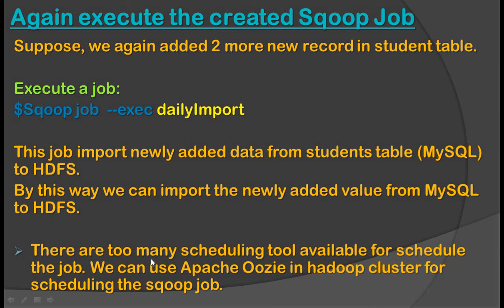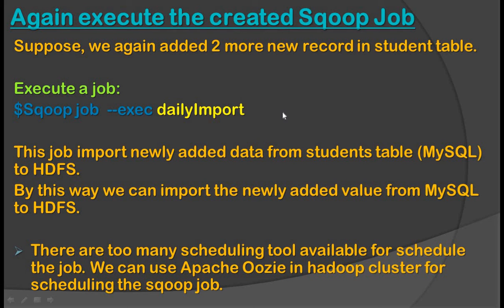And there are too many scheduling tools available for scheduling the job. We can use Apache Sqoop in a Hadoop cluster for scheduling the Sqoop job. There are many scheduling tools available, but I also use Apache Oozie, and you can also use Apache Oozie in a Hadoop cluster. By using Apache Oozie, we can schedule a job. It means that the job will execute on a daily basis or at any scheduling time. You can set it to run after 2 hours, after 6 hours, or at this time, or on a daily basis. It means it will execute once at that time, and whenever any new record is added into the RDBMS table, it will be imported to the HDFS location.